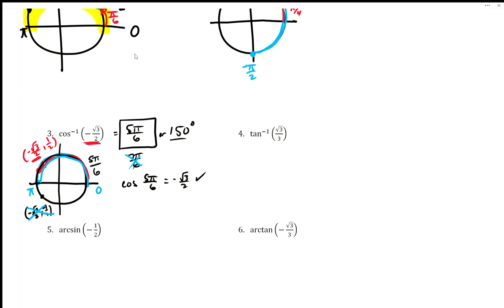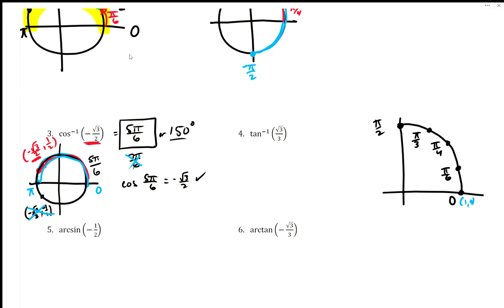All right, let's do tangent. We haven't seen tangent yet. What could be helpful with tangent? I'm going to draw our quadrant 1, and this could have been helpful for the others as well. In the black ink, I'm going to put our angles: 0, pi over 6, pi over 4, pi over 3, and pi over 2. And then their terminal points, I'm going to do in the blue: 1, 0; radical 3 over 2 and 1/2; radical 2 over 2 and radical 2 over 2; 1/2 and radical 3 over 2; and then 0 and 1.